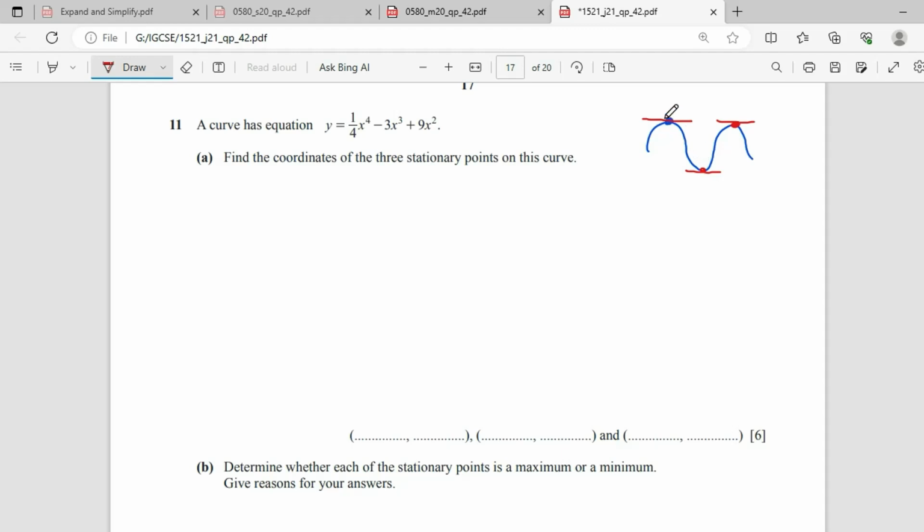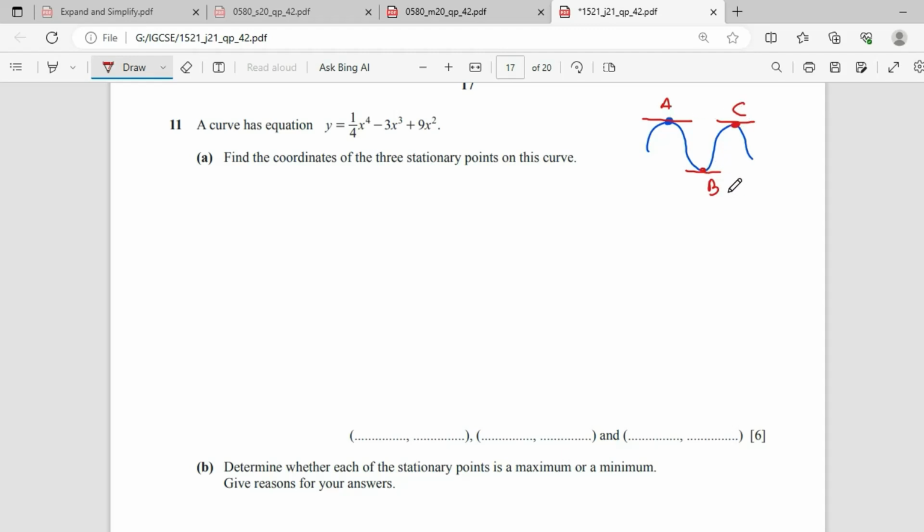So in this function, a is a stationary point, b is a stationary point, and c is a stationary point. Now a and c, as you can see, are maxima. Why? Because the graph reaches its maximum value at a and c, and the minimum at b.